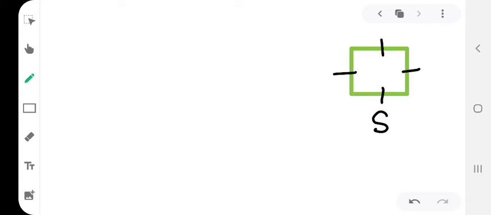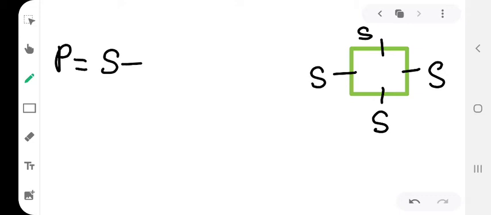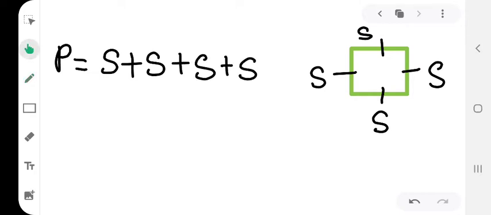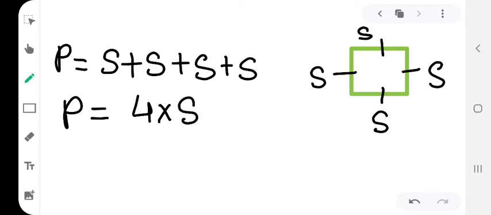Now think about a square. In a square, all the 4 sides are equal, and let's say one side of this square is S. That means all the 4 sides are S. To find out its perimeter, you just have to add all the 4 sides. And they are same. You got 1, 2, 3, 4 S's. So the perimeter of square is 4 into S.